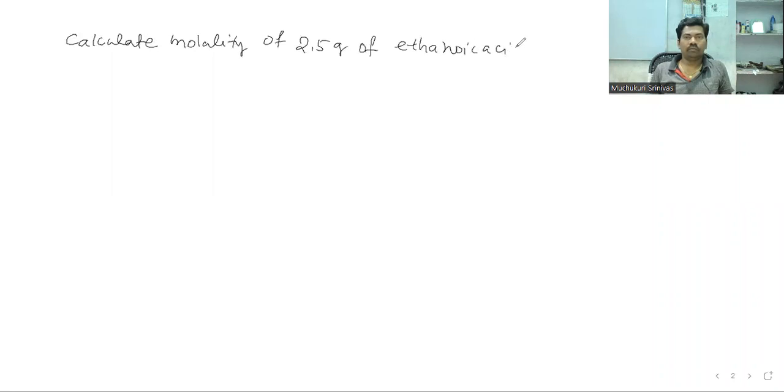And next, another important problem in this chapter: calculate molality of 2.5 grams of ethanoic acid in 75 grams of benzene.